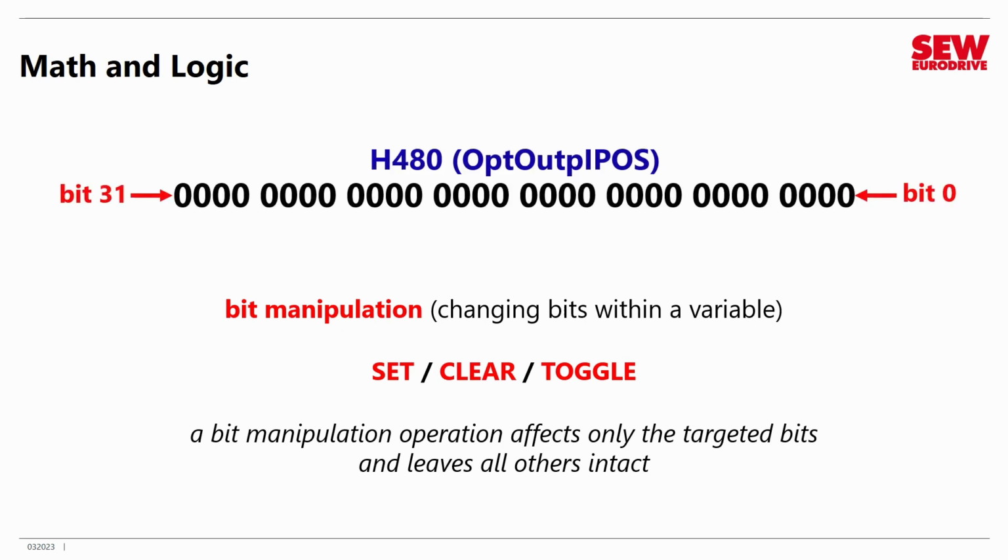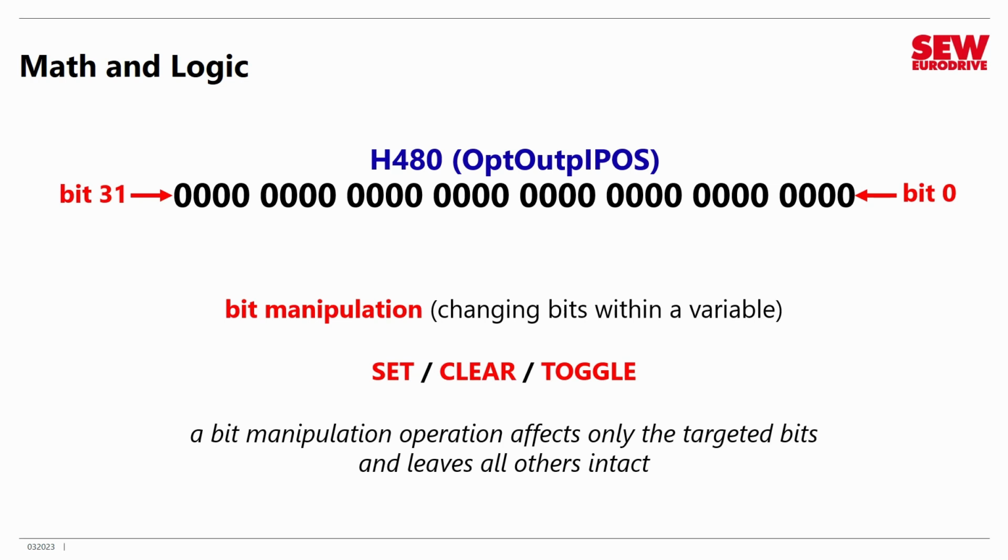So let's look at an example. Let's say we want to mess with memory location H480. That is the option card output. So if you've got an expansion I/O card in your Movi Drive B and you want to cause the digital outputs to change, you would bit manipulate this location and it would cause changes.